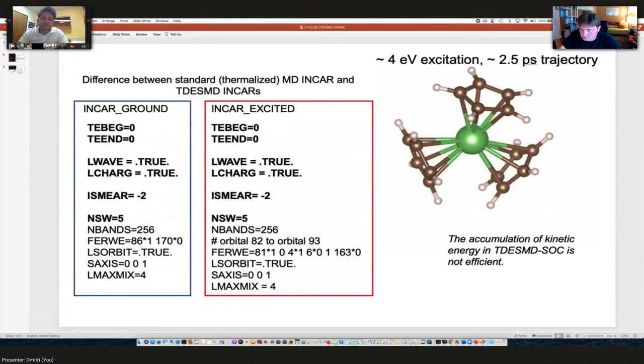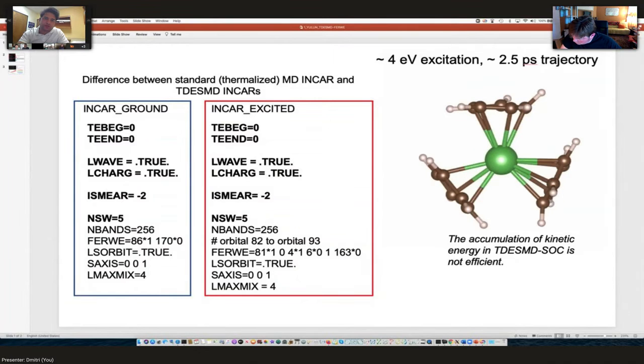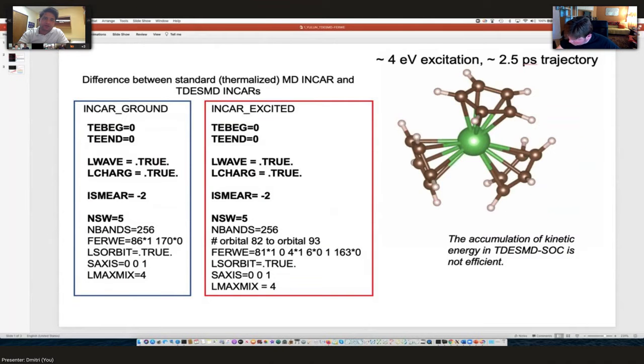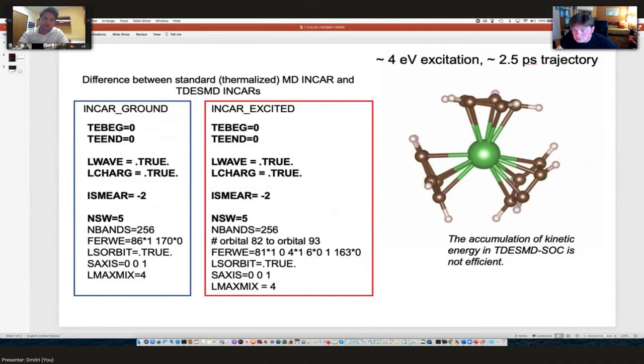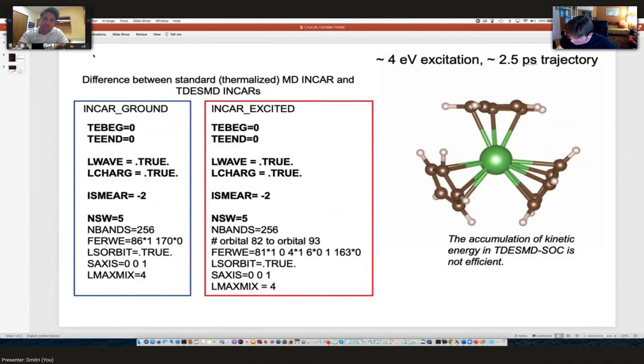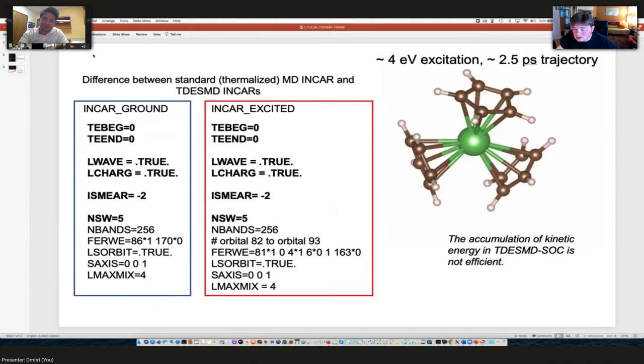Is it the same as we regularly use for molecular dynamics? Yes. So 2 is not a dynamics. 2 is calculated with IBRION 2, and TEBEG equals 0 by default, so it doesn't count the TEBEG keyword, because in IBRION 2 it doesn't apply any kinetic energy to the ions. I'm not sure if I'm right. Am I right, Dmitri? Let's double check.